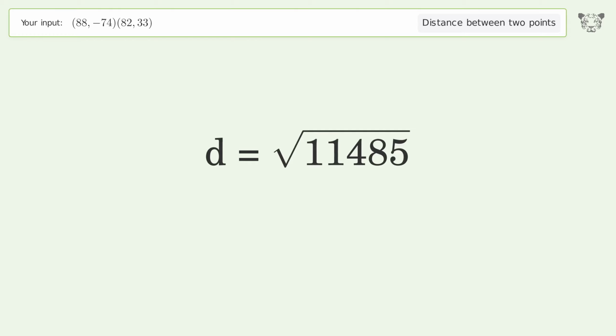And so the distance between the 2 points is the square root of 11,485, or 107.168.